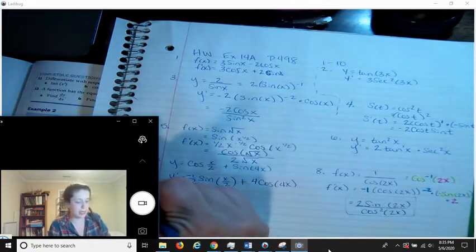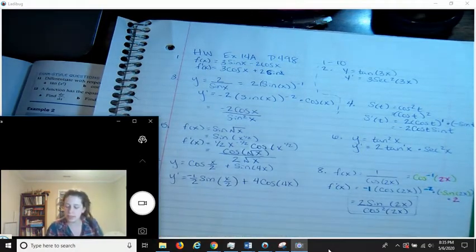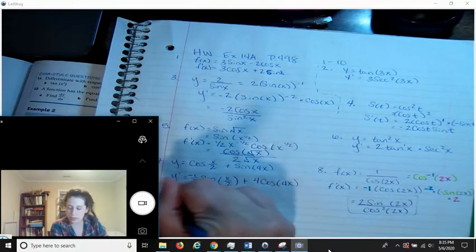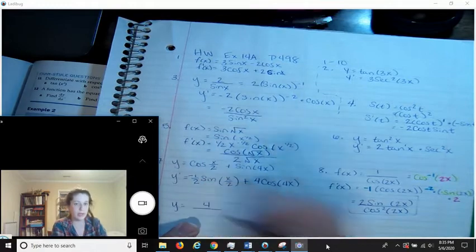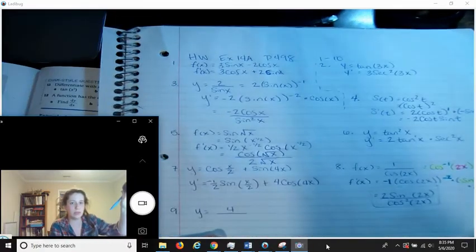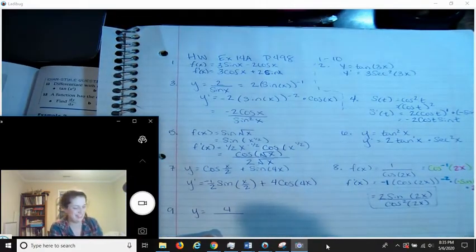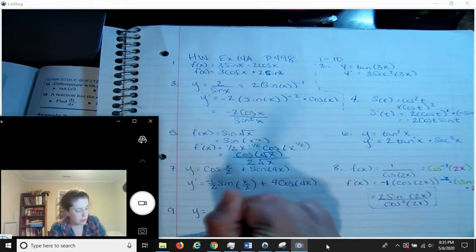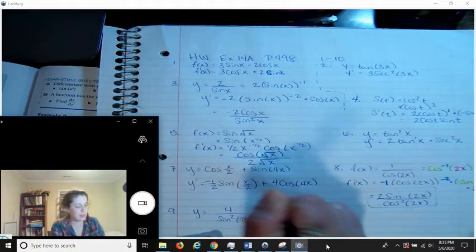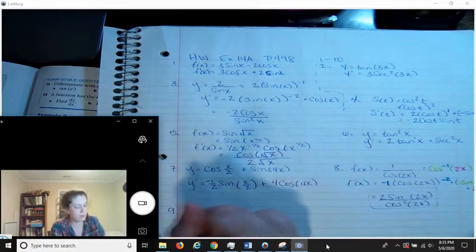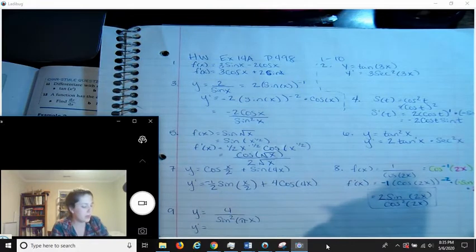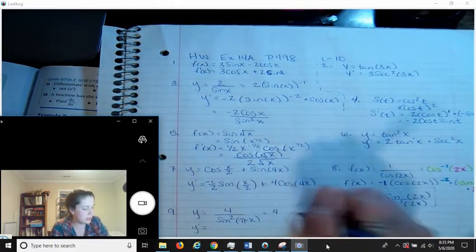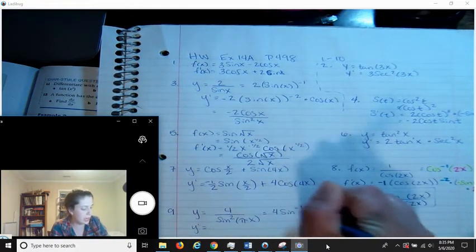9, we're almost done. Maybe this won't be as long as I thought. We have y equals 4 over sine squared pi x. So here I can rewrite this: y equals 4 times sine to the negative 2 of pi x.